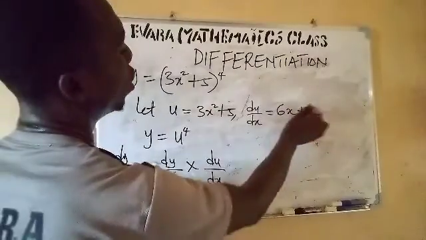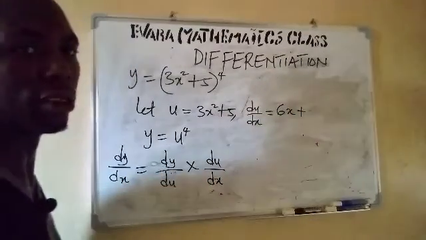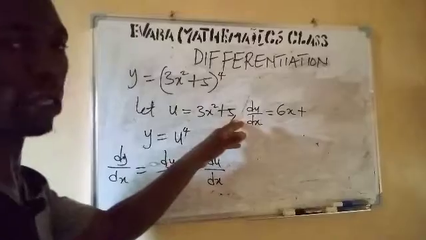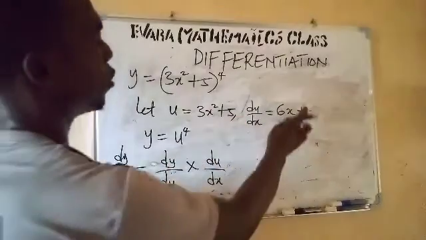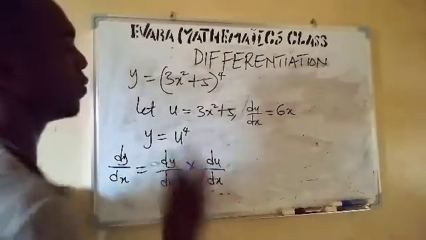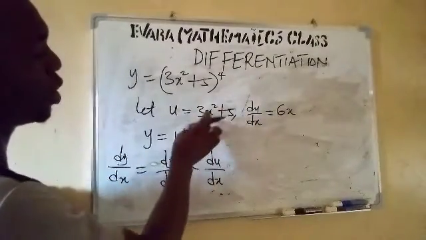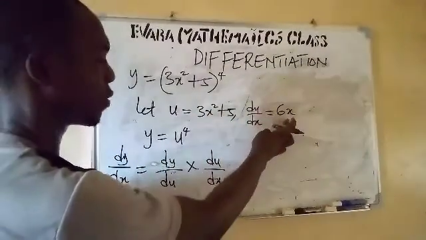plus this 5 is a constant. It's not carrying any variable x. And when you differentiate a constant, it gives you 0. So that means there is nothing for us when we differentiate 5. So to differentiate 3x squared plus 5, now we get 6x.